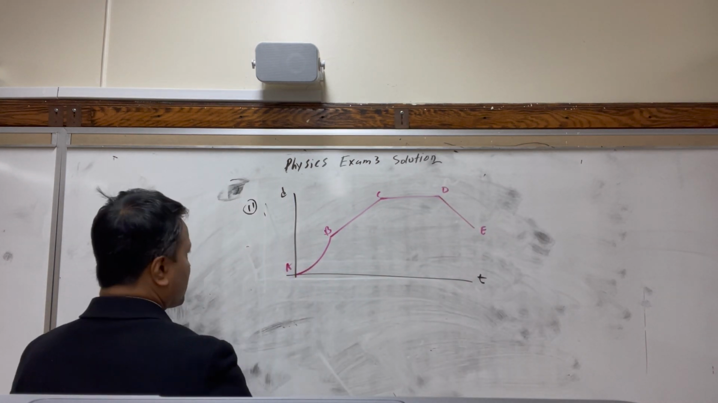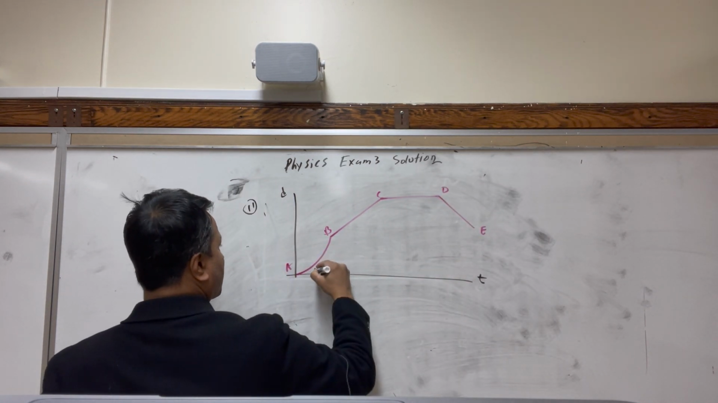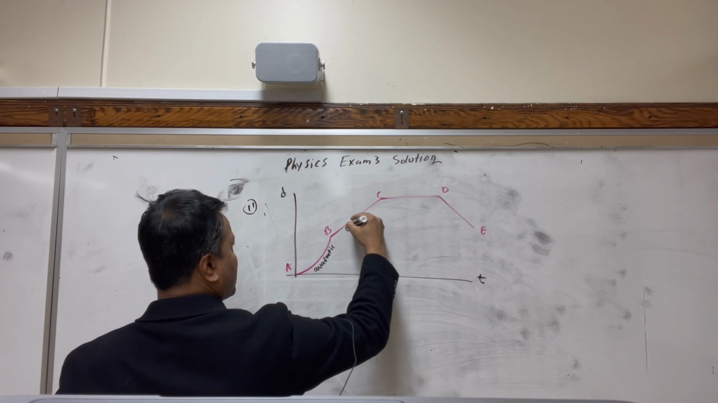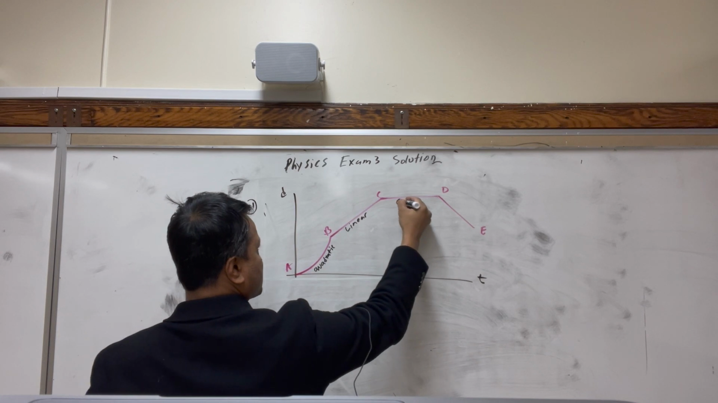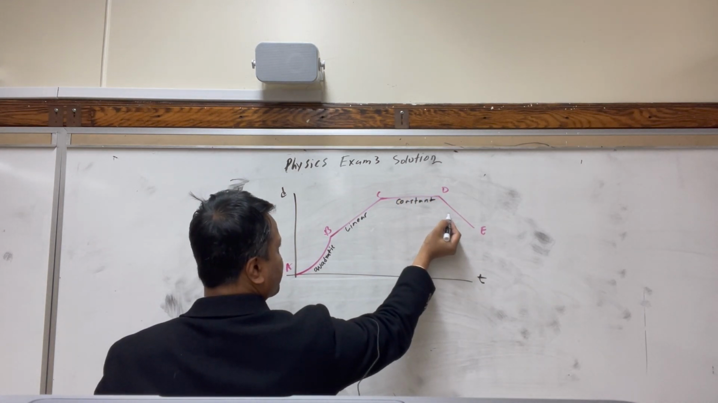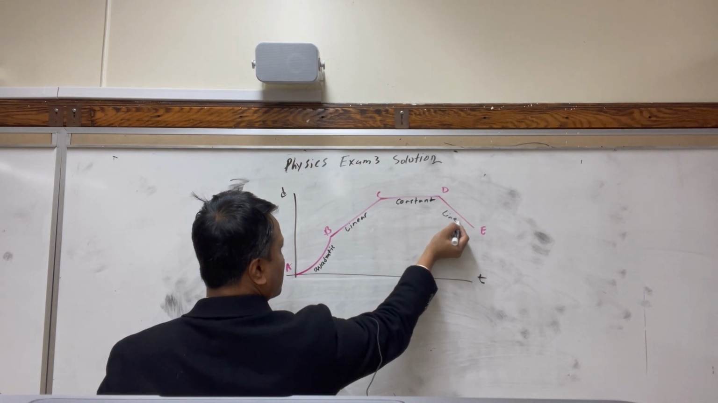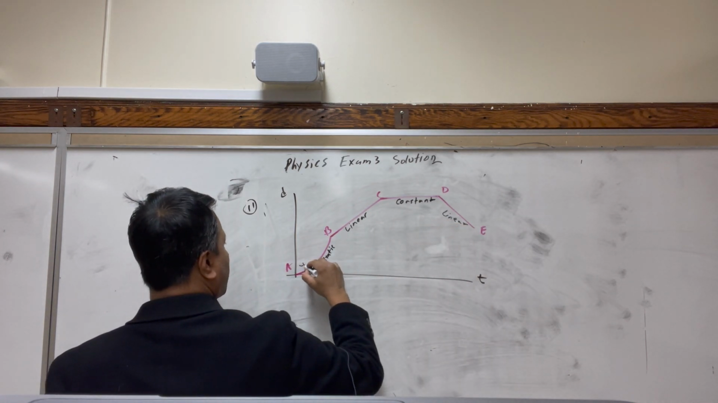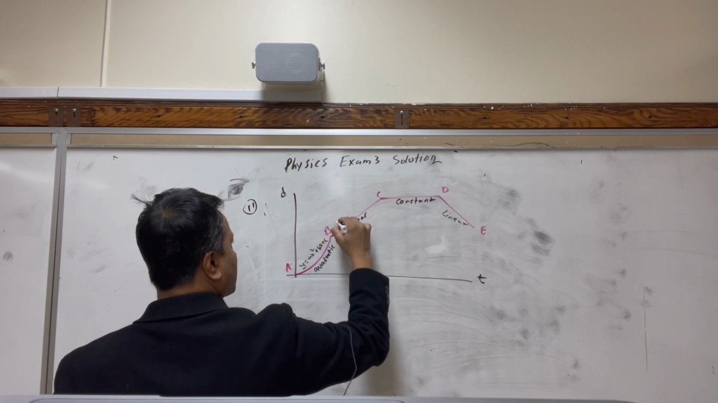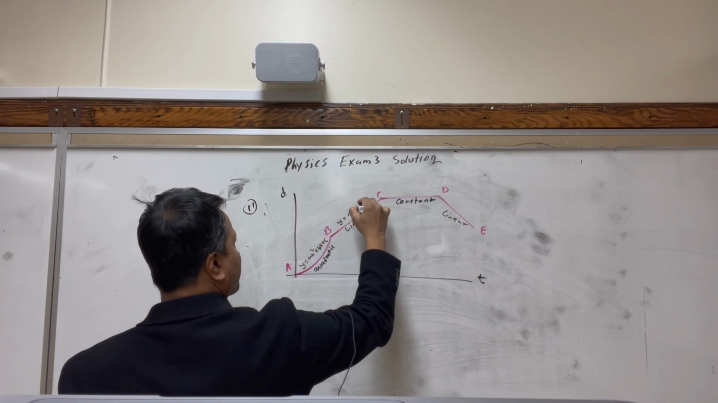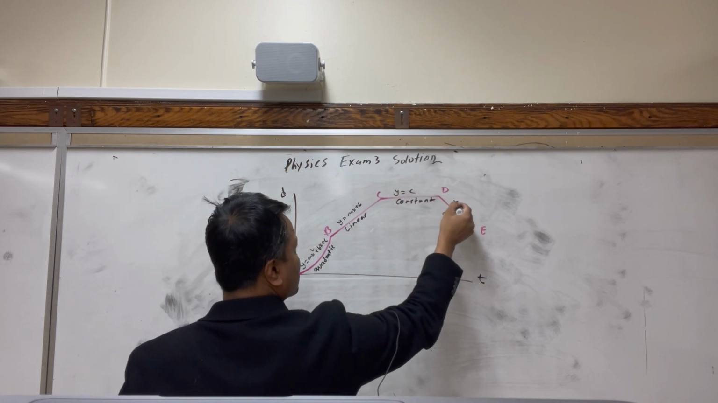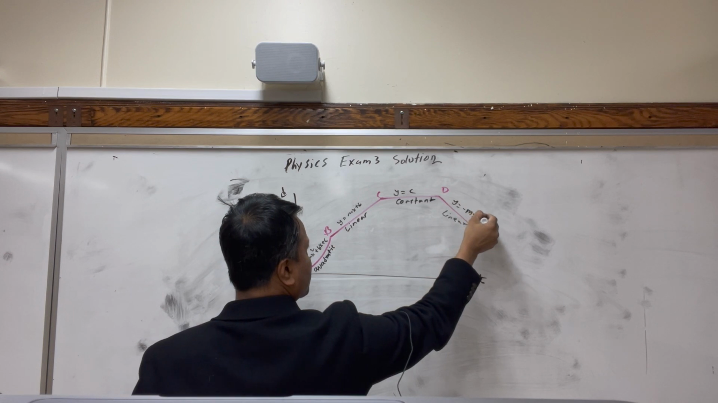Now let's see. This is of course quadratic. This is of course linear. This is constant, and this is of course linear. To be more specific, this is y equal to ax square plus bx plus c, y equal to mx plus b, y equal to c, y equal to negative mx plus b.